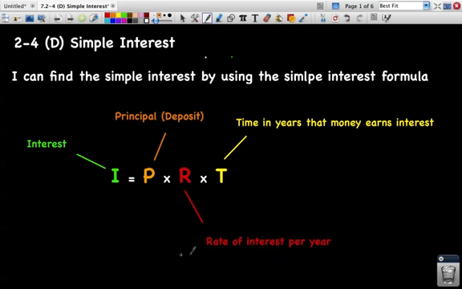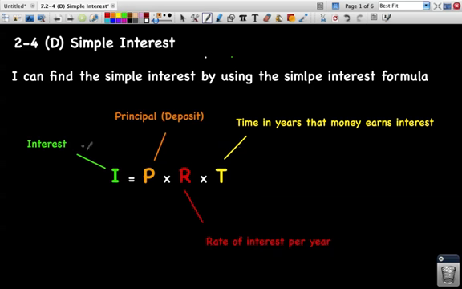So I want to make sure everybody copies this formula down so they know what each piece of it means. Okay? Simple interest formula is just I equals P times R times T. I is the amount of interest that's earned. P is the principal, or also known as the deposit of money. R is the rate of interest per year, so that's going to be in a percentage form. And T is the time in years that the money earns interest.